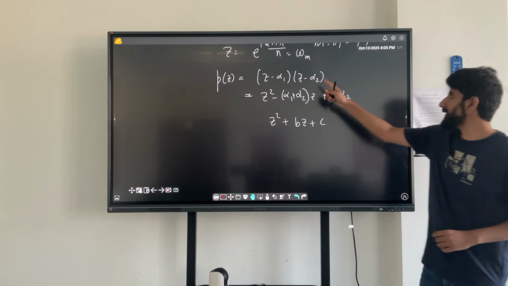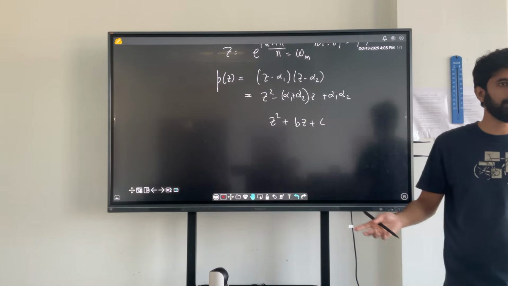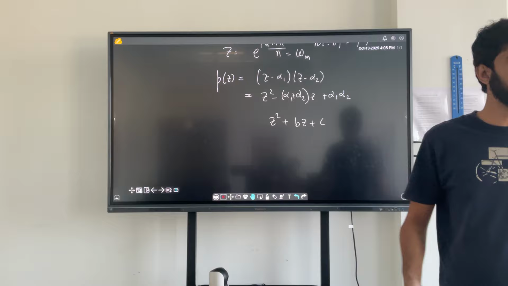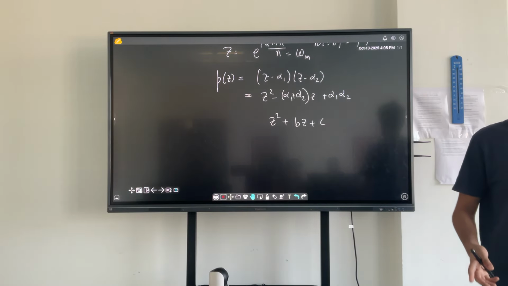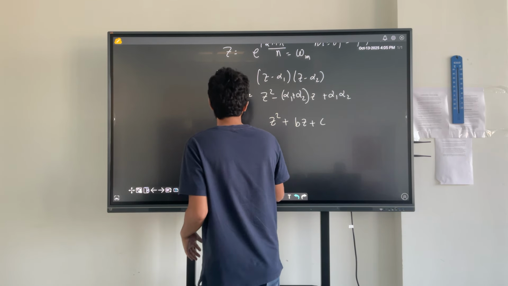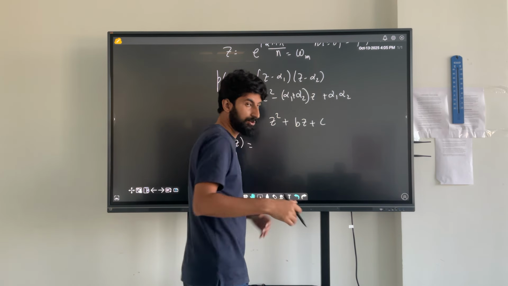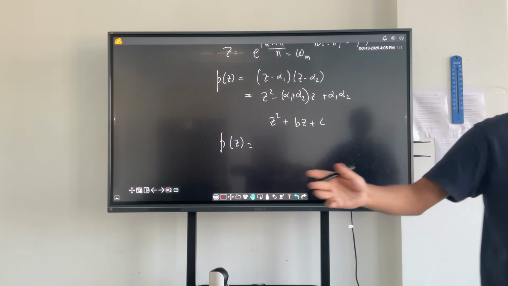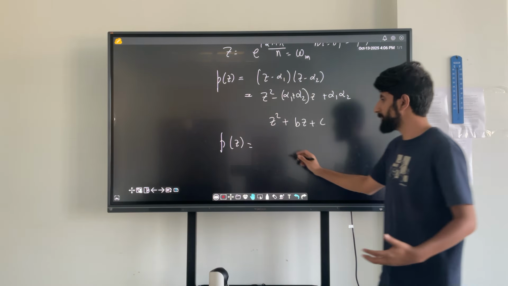So I should repeat the same procedure, but for how many zeros? N zeros. If a polynomial has degree n, it has n zeros, right? Okay. So can you write a polynomial? Can you get me a polynomial which has n zeros, and these zeros are known to you: alpha 1, alpha 2, so on up to alpha n. What should it be?